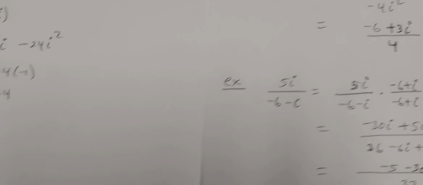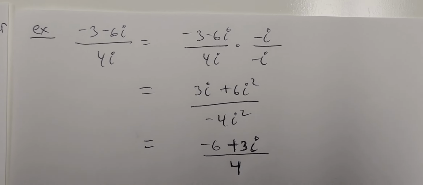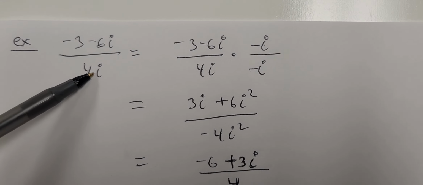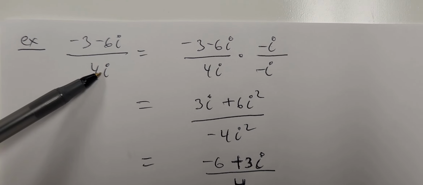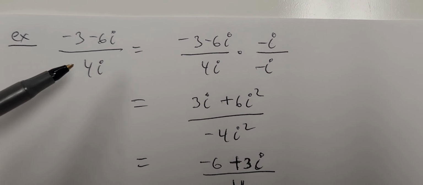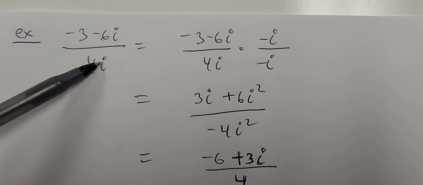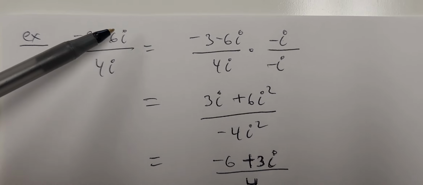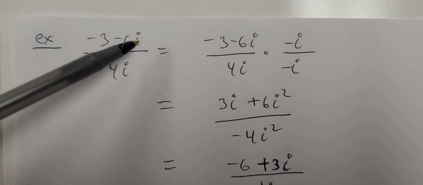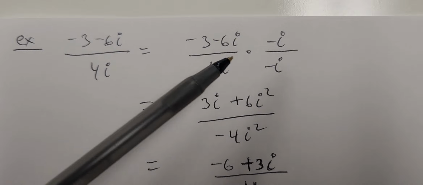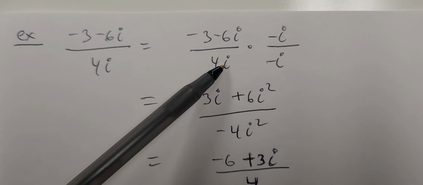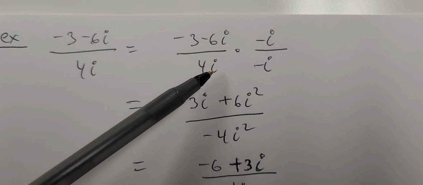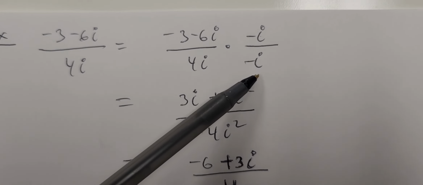Now we will divide complex numbers. With dividing complex numbers, I do not want i in the denominator. So I copy the entire problem here and then multiply the i, just the i in the denominator, to the top and the bottom.